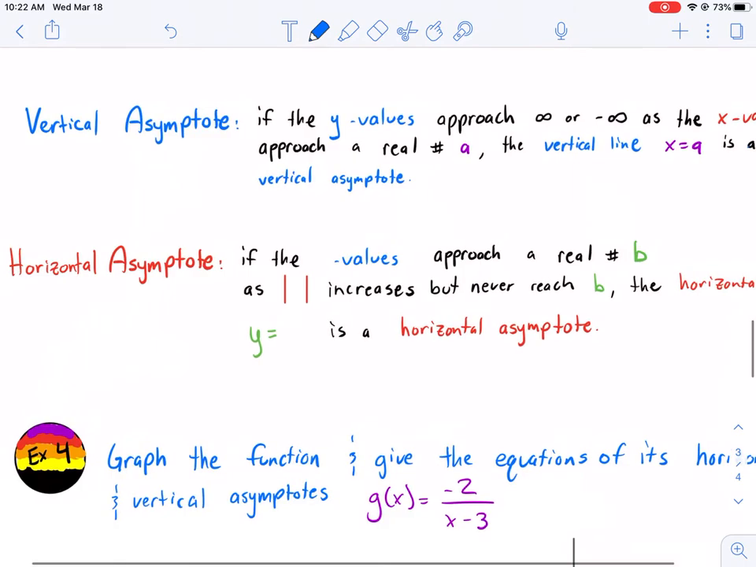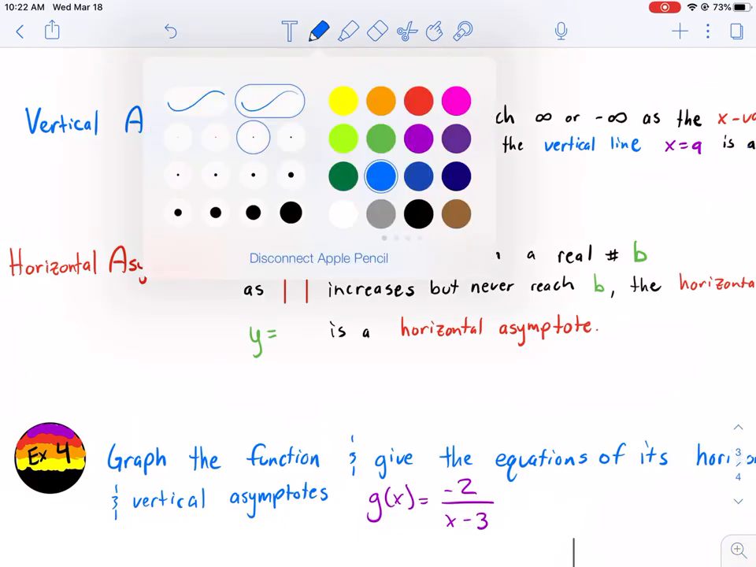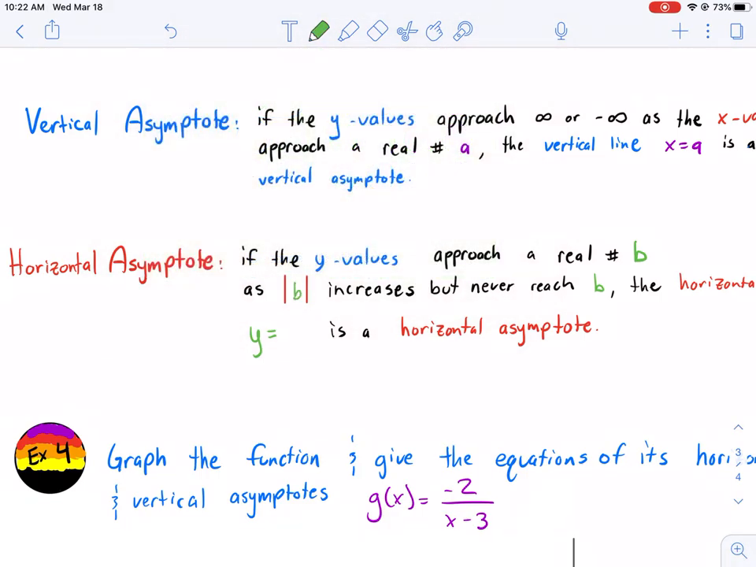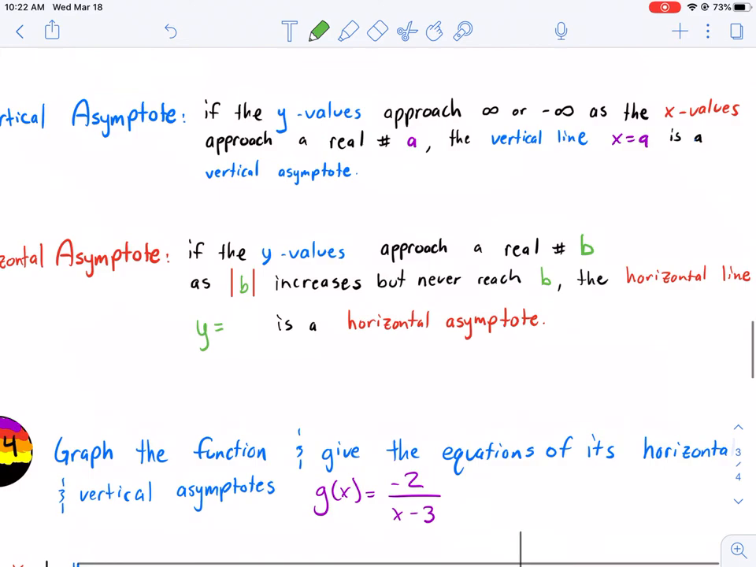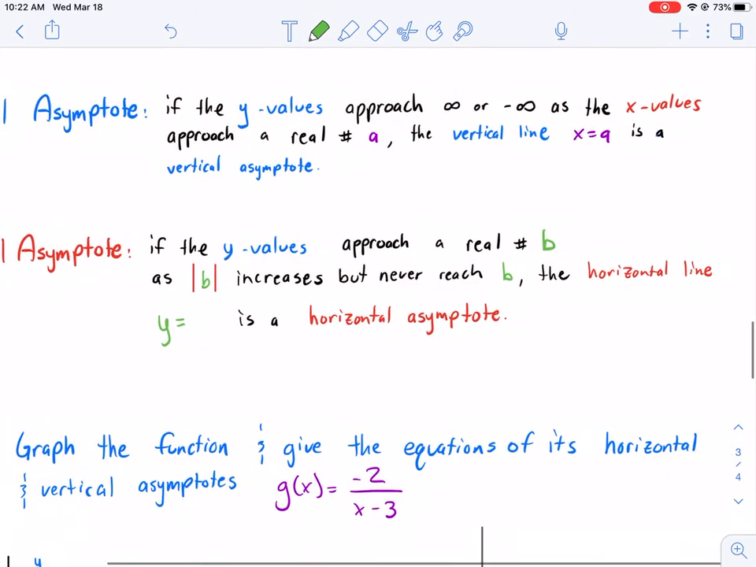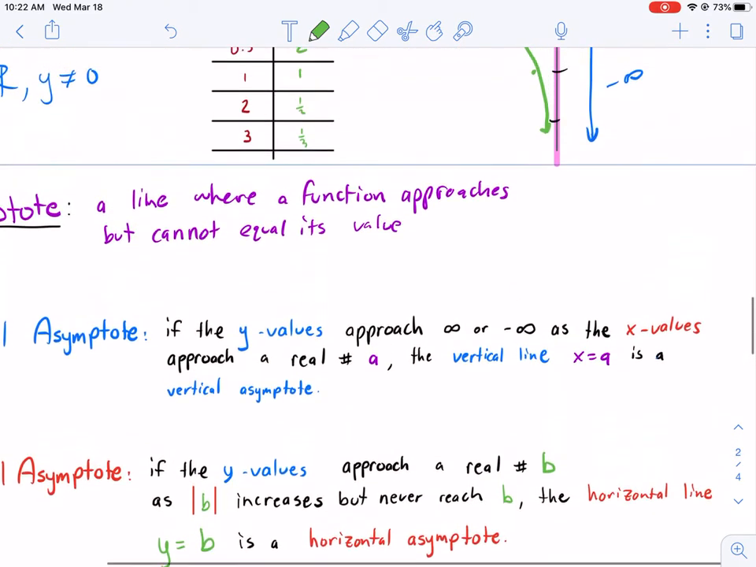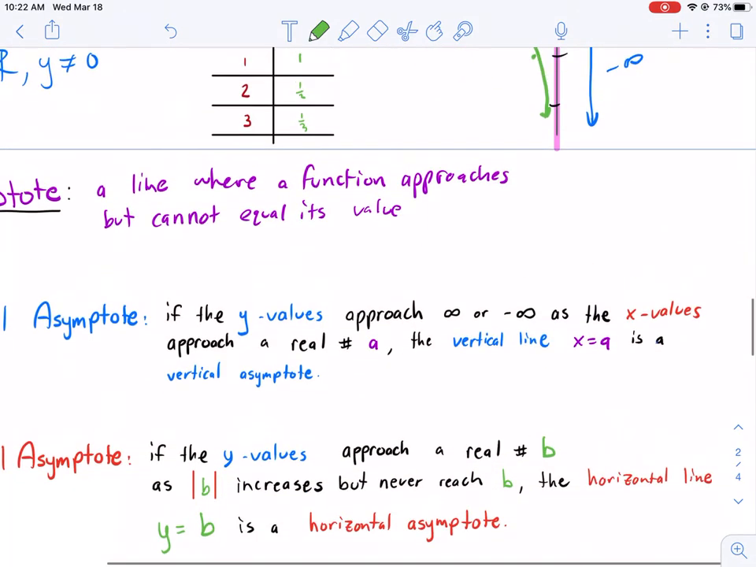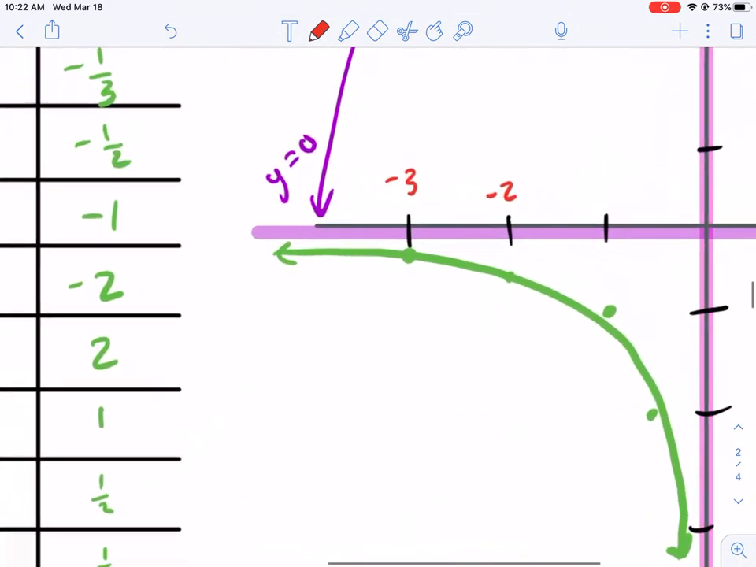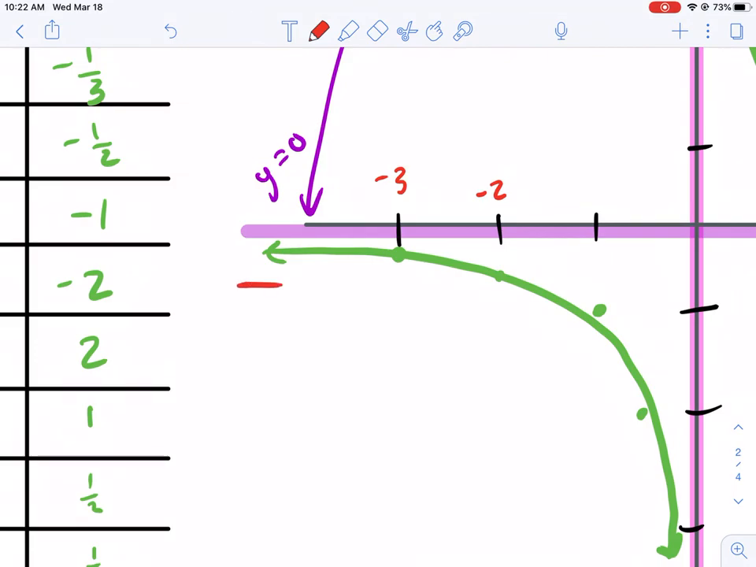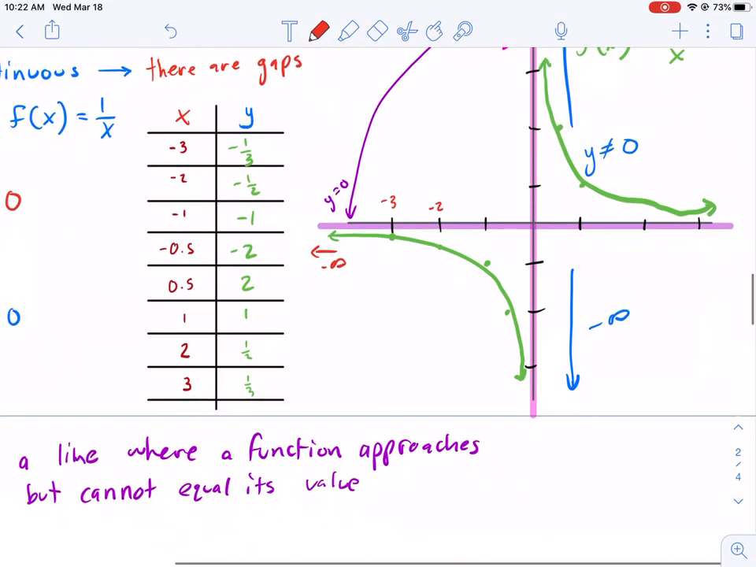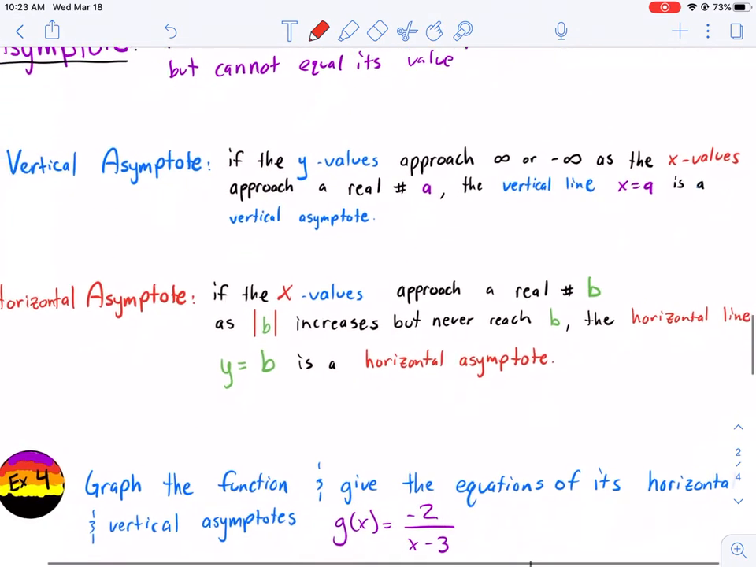The opposite is kind of true for horizontal asymptotes. If the y values approach a real number b, as the absolute value of x increases but can never reach b, the horizontal line y equals b is a horizontal asymptote. So actually I need to change this to x values here. Sorry, getting these mixed up. So the x values. So here we're looking left and right. This gets to negative infinity. This one gets to positive infinity. And notice how they do not equal it, so it's a horizontal line.